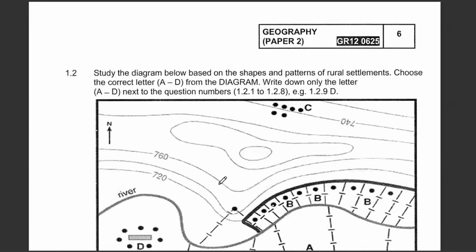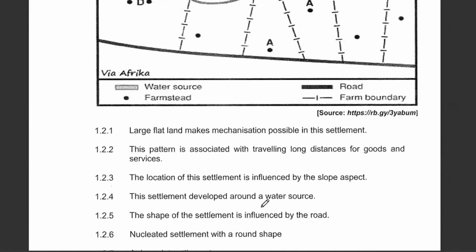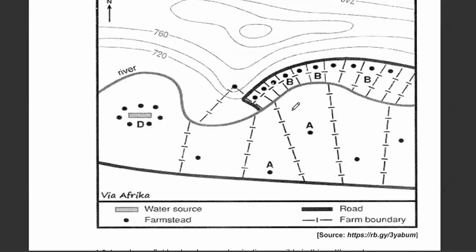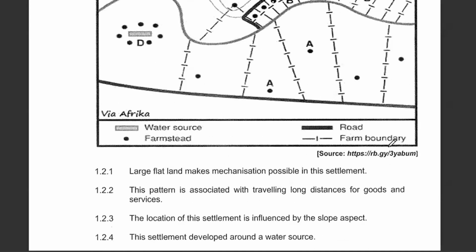Right, moving on to number 1.2, study the diagram below based on the shapes and patterns of rural settlements. Choose the correct letter A to D. From the diagram, write only the letter A to D next to the question. Right, so number 1.2.1, large flatlands makes mechanization possible in this settlement. We want to identify a settlement with large flatland where you can use machinery. If you check on A here, they have large pieces of land and the land is flat. So it's A.